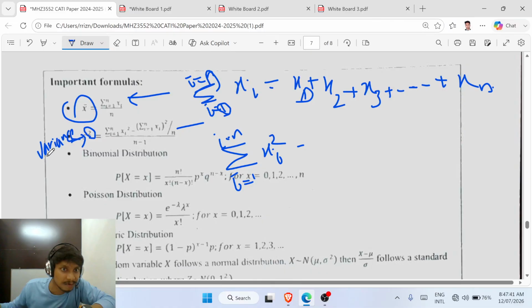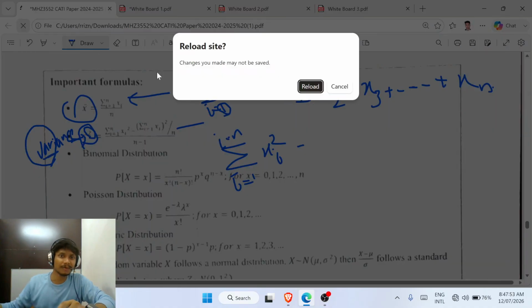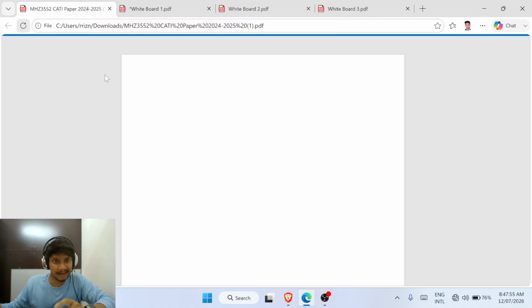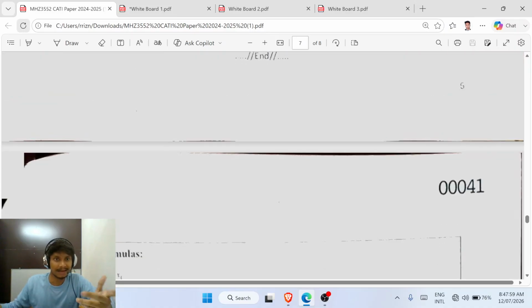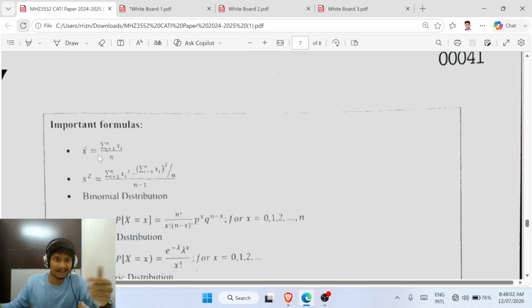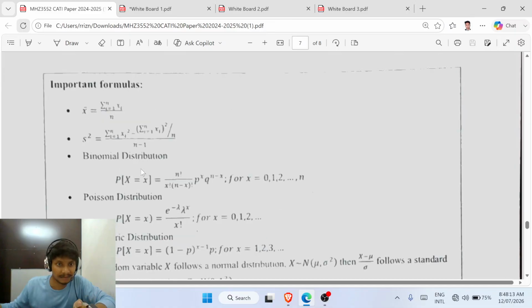Please memorize these tricks for variance. This is a small trick to memorize, and you can memorize it in your own way, your own style. I memorize it like this: SKI is variance, S square. Therefore, S square is equal to sigma x square minus sigma x whole square divided by n minus 1.